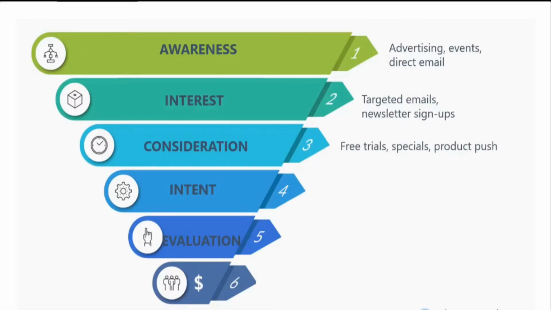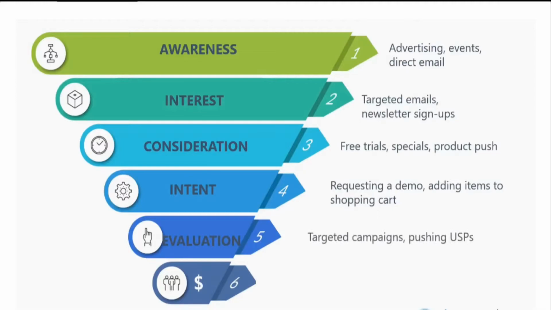And then, of course, these should be further nurtured with remarketing. In this phase, you might offer free trials, perhaps specials, or push a specific product based on their demographics or whatever segment they've fallen into with your advertising. Then intent means someone who is interested in buying. So examples of consumer behavior in this stage would be requesting a demo or perhaps adding items to a shopping cart. Then evaluation is making a final decision.